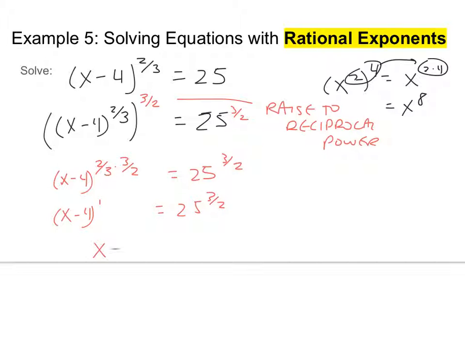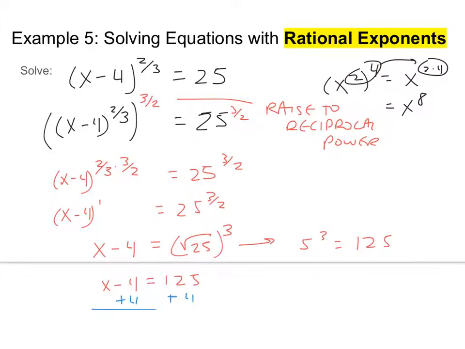And so this is essentially (x - 4) to the 1st power equals 25 to the 3/2. And so this is x - 4 equals, now I can evaluate this power. It's actually going to be the square root of 25 to the 3rd, which gives us 5 to the 3rd, which is 125. And so x - 4 equals 125. I will add 4 to both sides. So x is equal to 129.